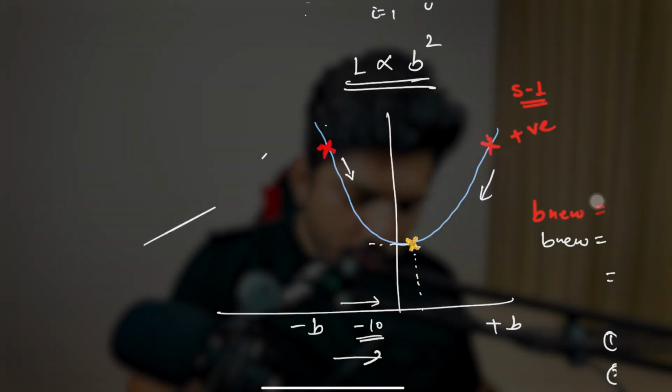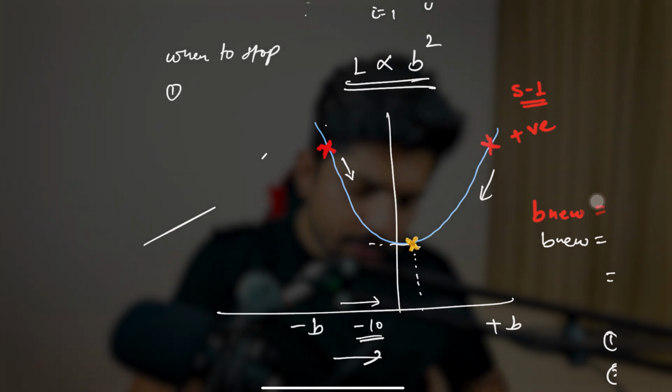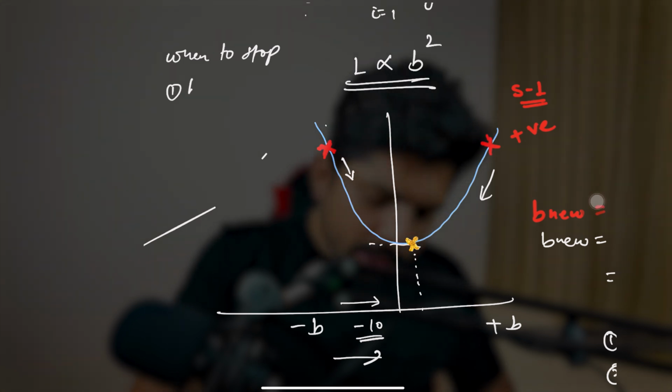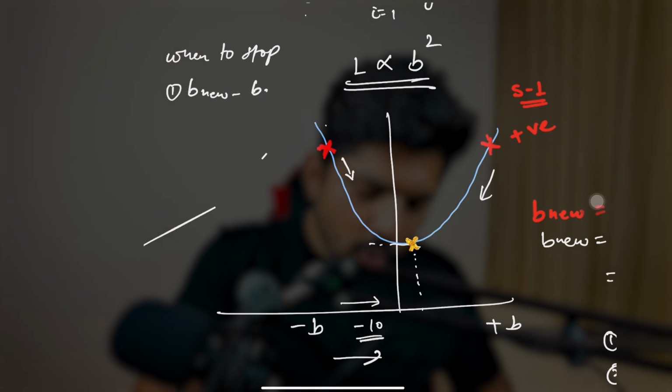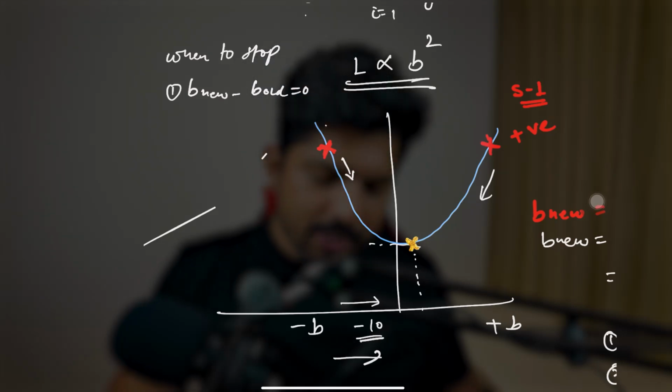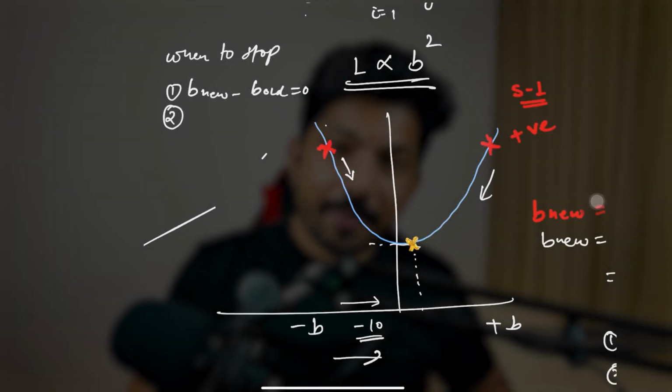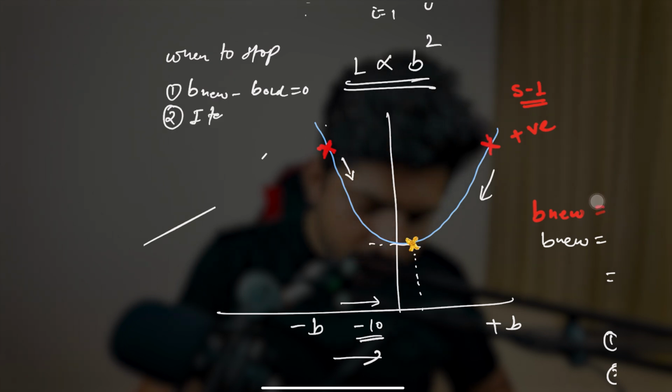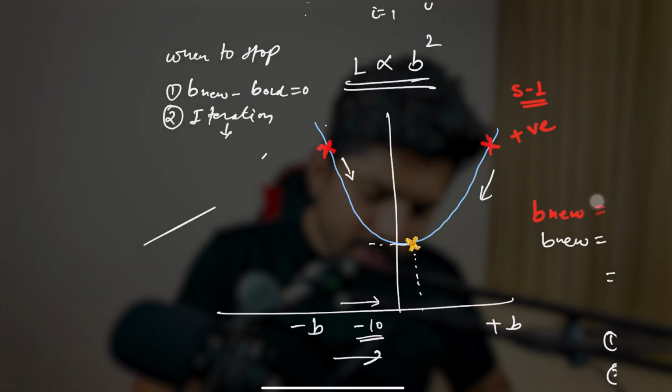So the first point, let me write it here, is when to stop. The first point is when B new minus B old is almost equal to 0, like it's very less, which means the slope becomes 0. And then the second point is the iterations, right? Let's say we have selected 1000 iterations, and these are known as the epochs. So when the iterations are completed, even if we increase the iterations, there is no impact on B, then we have to stop. Okay, so now let's proceed to the mathematical part.